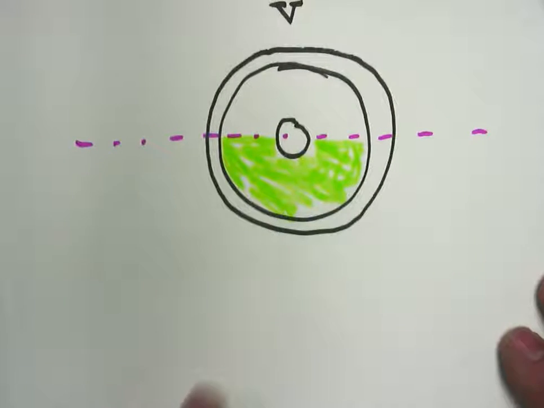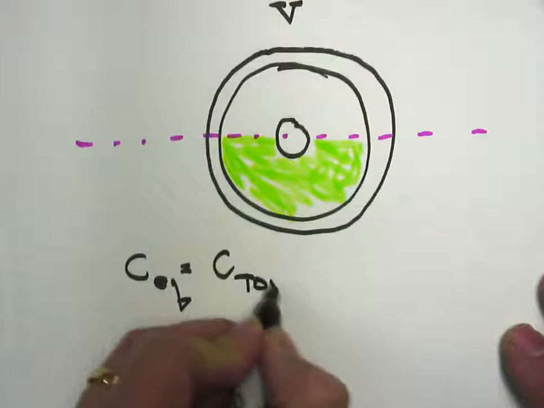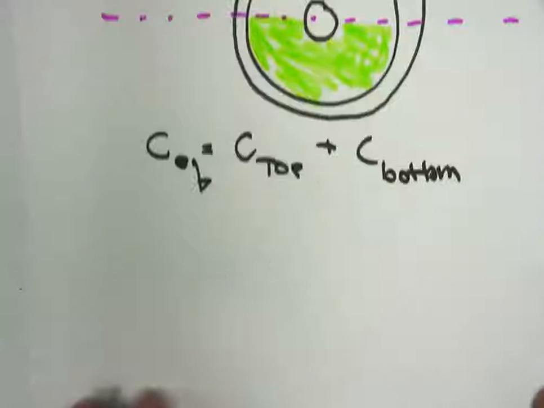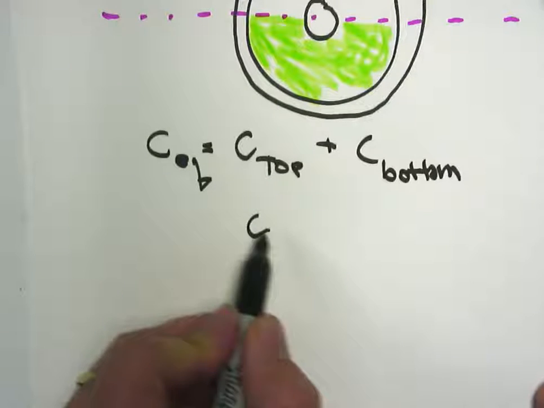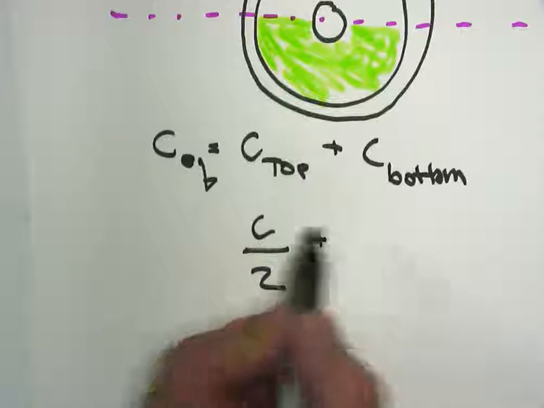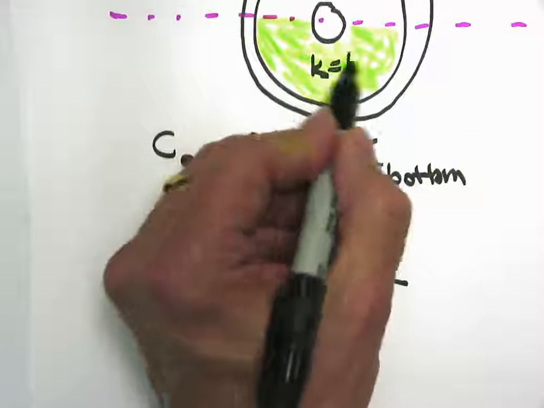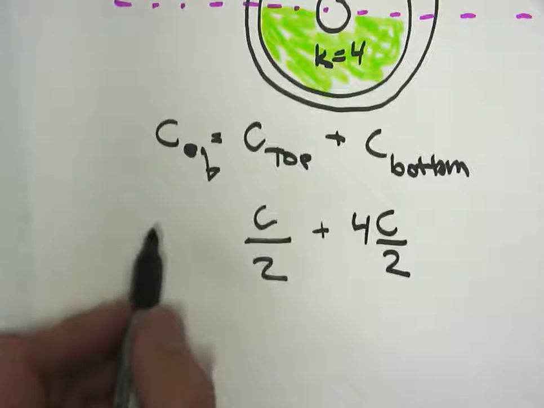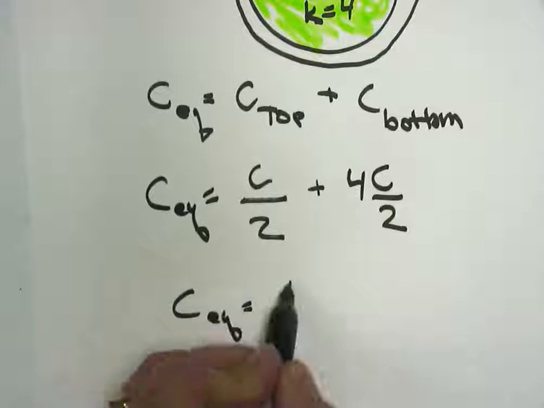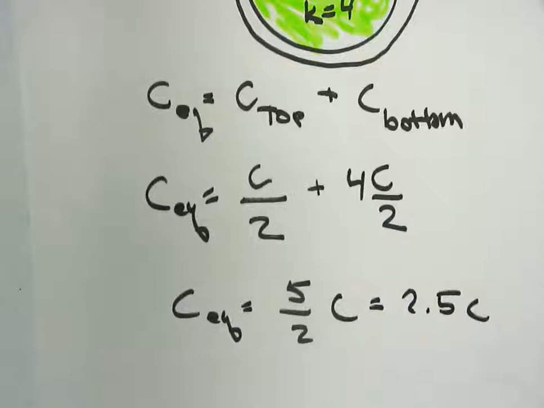So if we're trying to find the new equivalent capacitance, we simply have to add these together. So the top one is simply going to be our original capacitance divided by 2, and then the bottom one is also our original capacitance divided by 2, but it has that dielectric oil which has a constant of 4 in there. And so our equivalent capacitance ends up being 5/2 of what the original was, or 2.5 C.